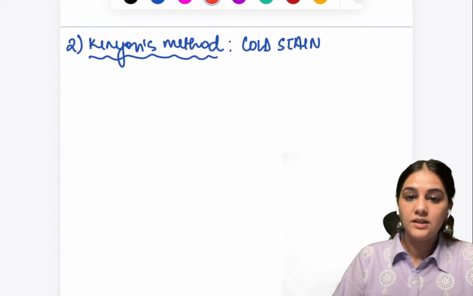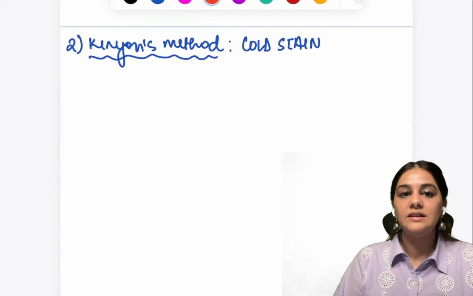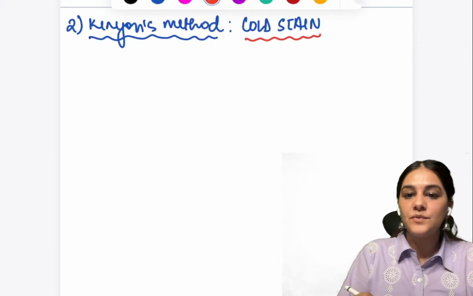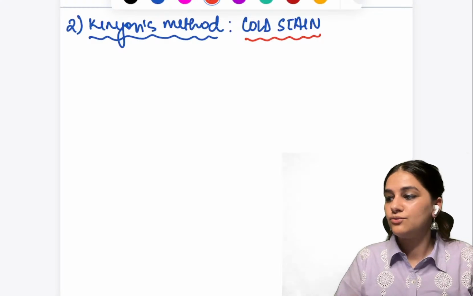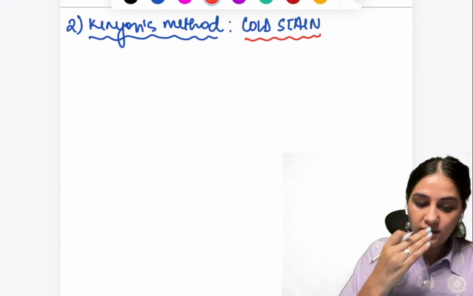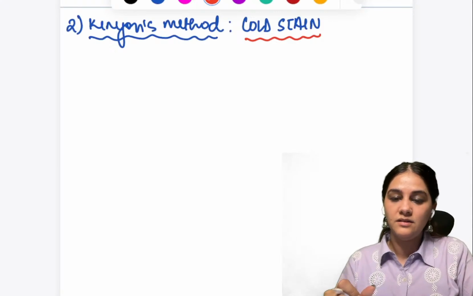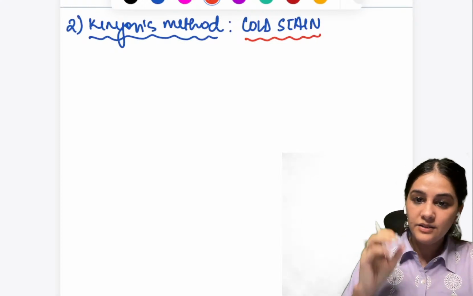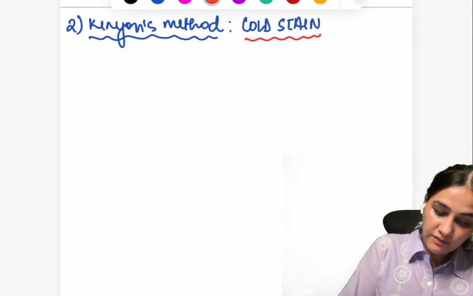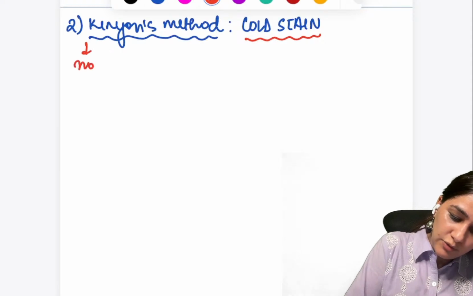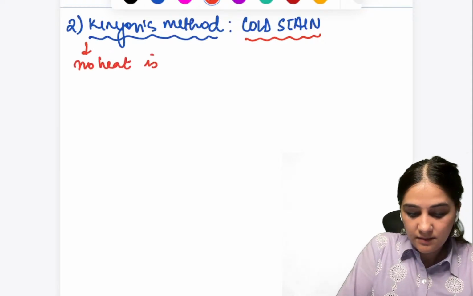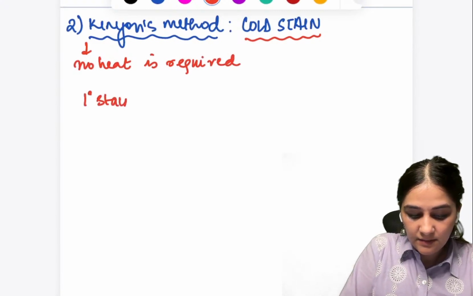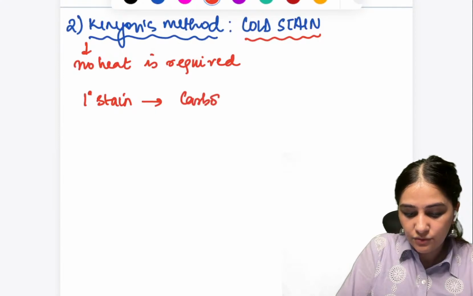Then let's come to the Kinyoun's method. What is happening in the Kinyoun stain? Here we are not using the heat. That is why it is known as a cold stain, right? We have made certain modifications here. The eventual outlook is the same, everything looks the same, but here we are making some changes. It's a cold stain because no heat is required, right? So here, what is the primary stain? Here the primary stain is carbol fuchsin only.